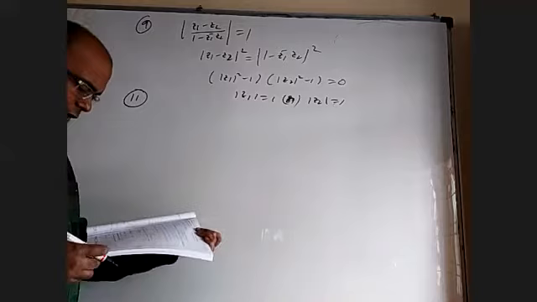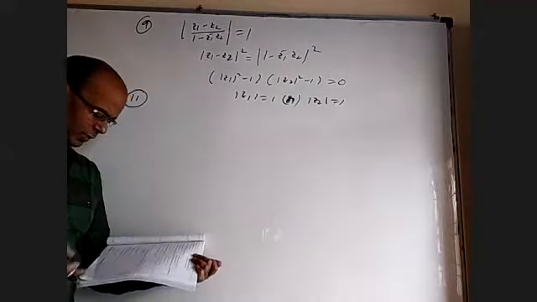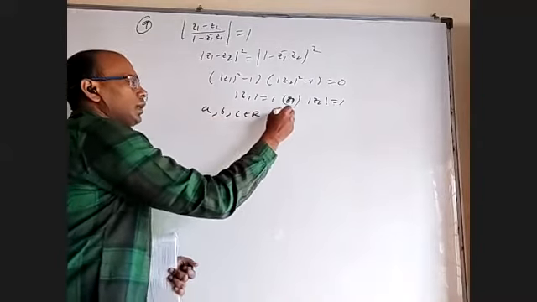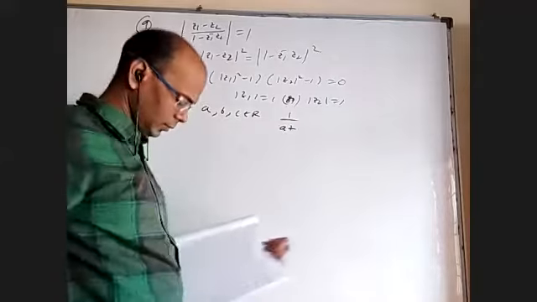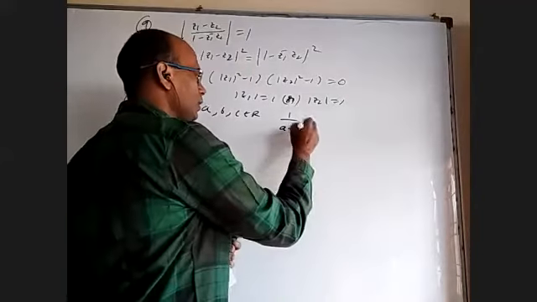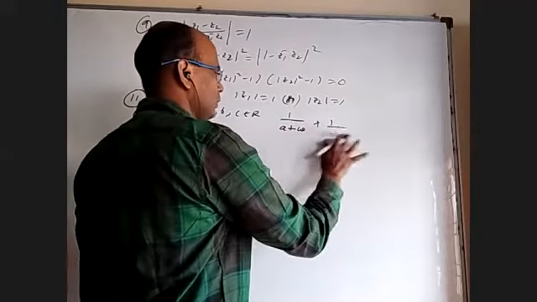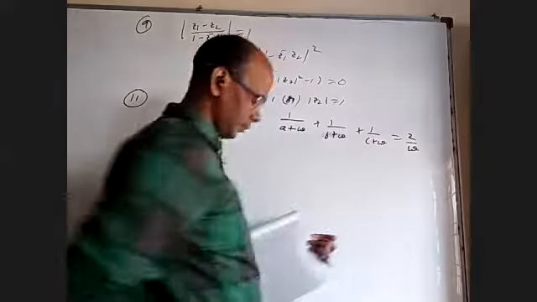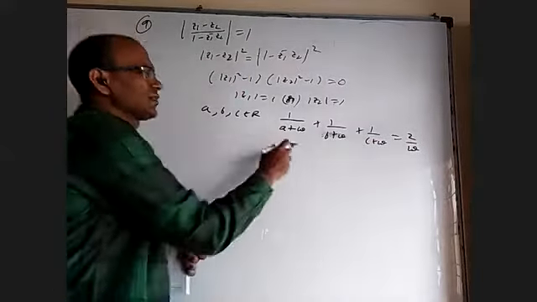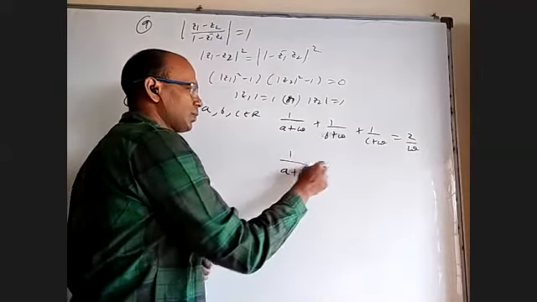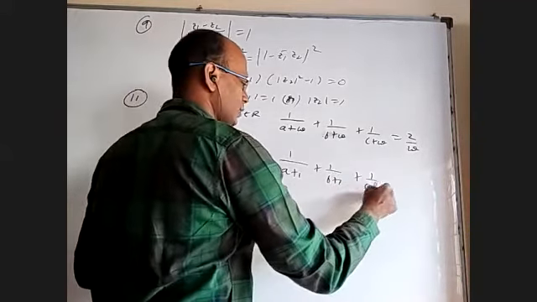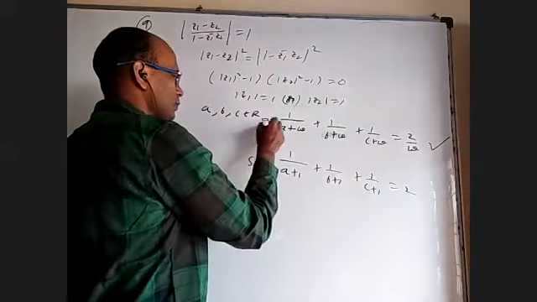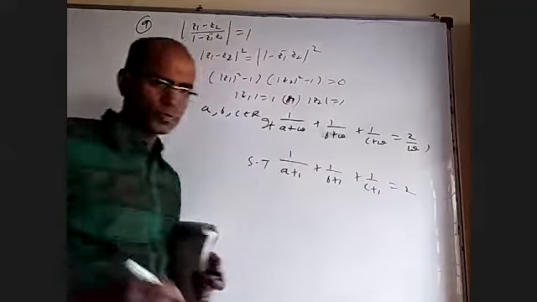Okay. 11th one, before solving this, I want to tell something similar. Maybe you might have done it. A, B, C are real numbers, and 1 by A plus omega plus 1 by B plus omega plus 1 by C plus omega equal to 2 by omega. If this is given to you, you have to prove 1 by A plus 1 plus 1 by B plus 1 plus 1 by C plus 1 equal to 2. This is given and you have to show this. Have you done this question before?